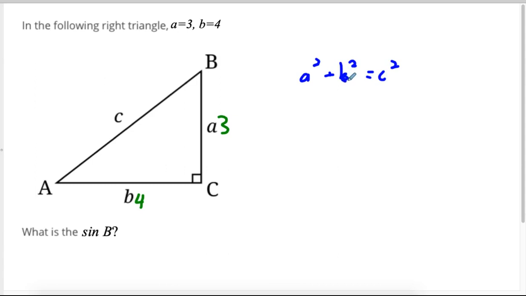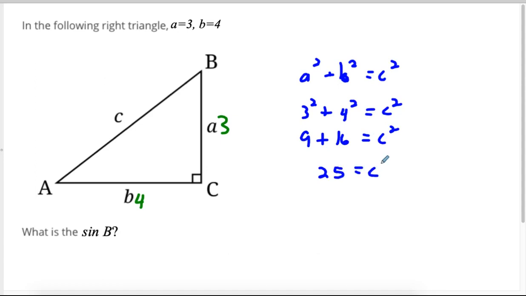A squared plus B squared equals C squared. So I can say 3 squared plus 4 squared equals C squared. Now remember, when we're setting up the Pythagorean theorem, the two legs, which are the two sides that make up the right angle, are always A and B, and the hypotenuse is always C. So I have 9 plus 16, and that gets me 25 equals C squared.